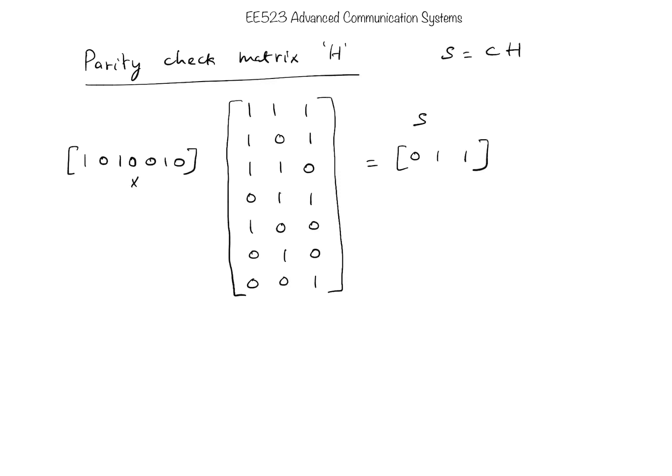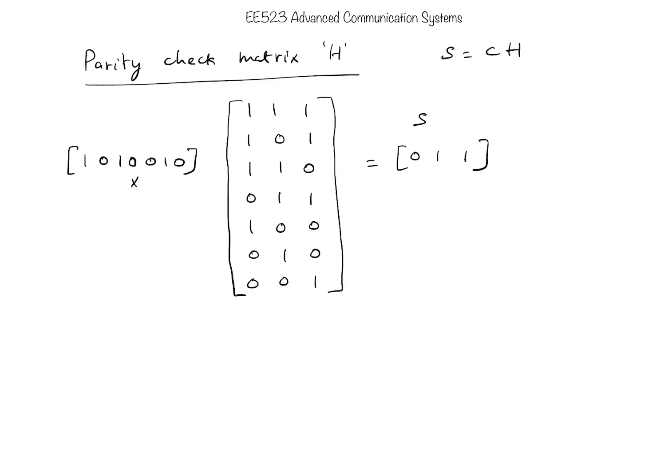Now the decoder looks at this syndrome and compares it with the rows of the parity check matrix. It checks which one the syndrome matches with. So when you look at the row with which it matches, you can clearly see that the syndrome value S is the same as the fourth row of the parity check matrix. So that means there is an error in the fourth position of the code word.